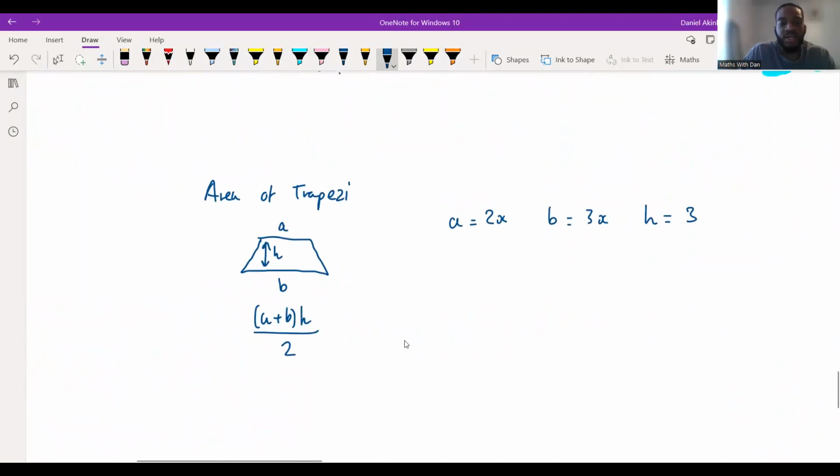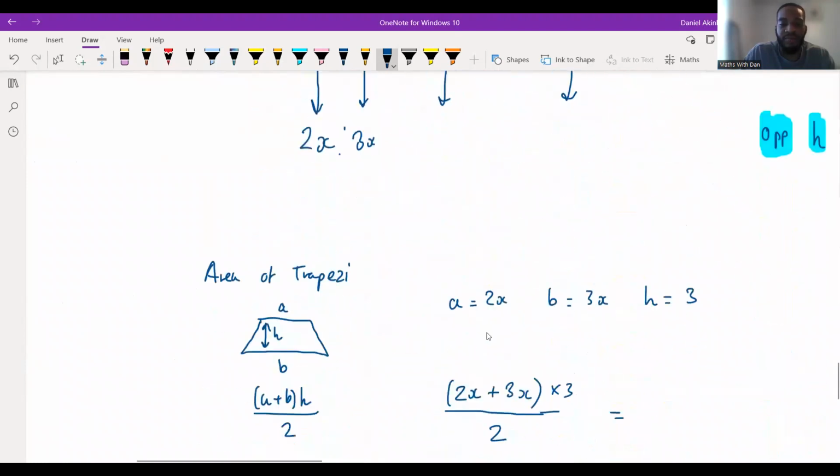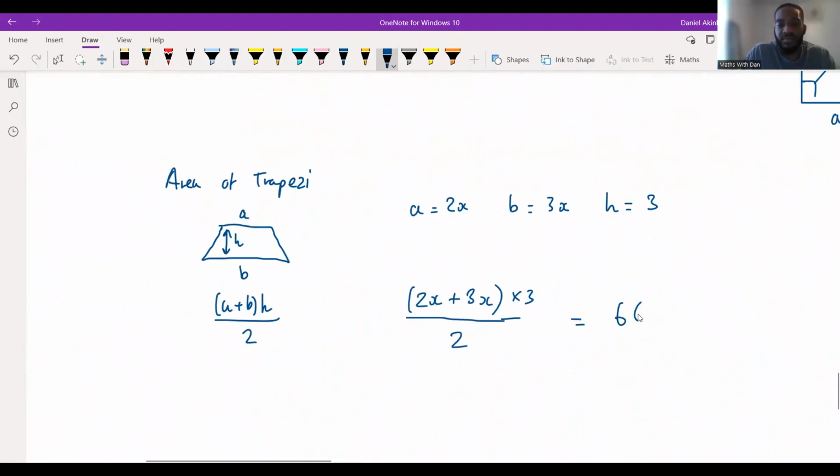So therefore, the area of the trapezium, we're just going to plug in everything that we know. So it will be A plus B, so 2x plus 3x, right? Divided by 2, right? And obviously, we're going to times by 3, aren't we? Yeah. And then we know that this area here is 66, isn't it? Because they told us right here. Yeah. So we've got this.